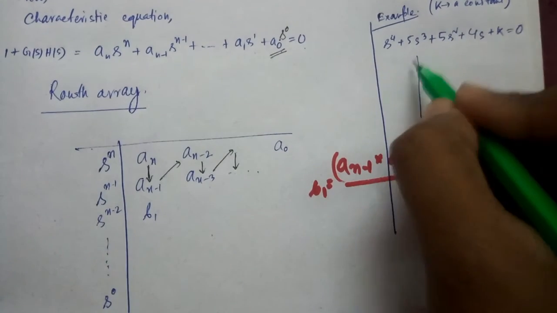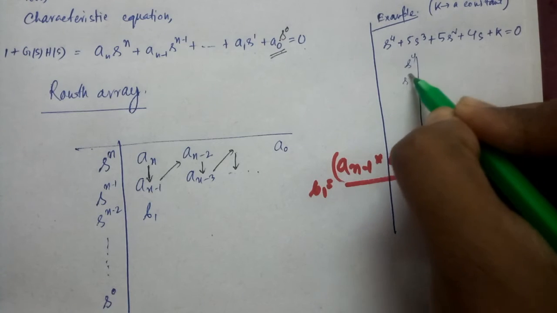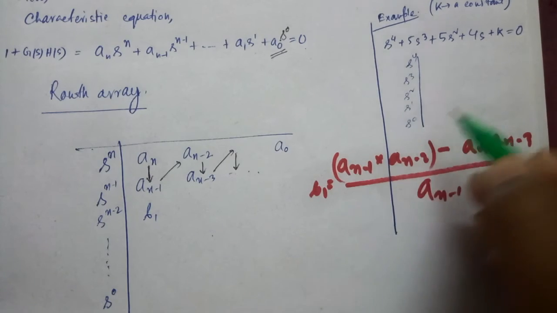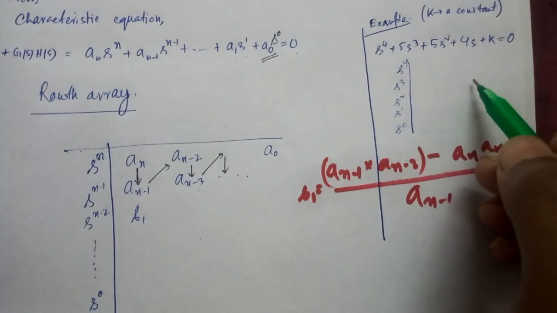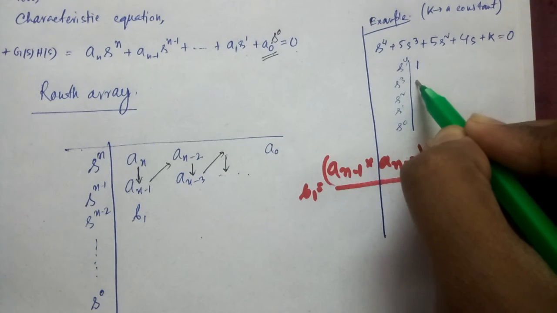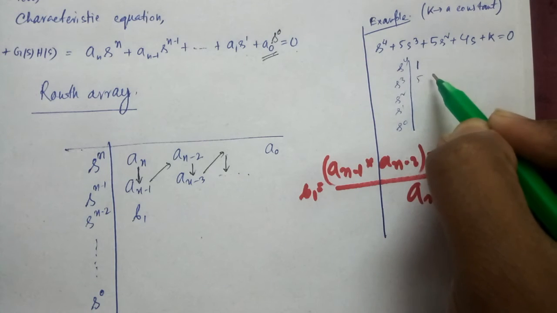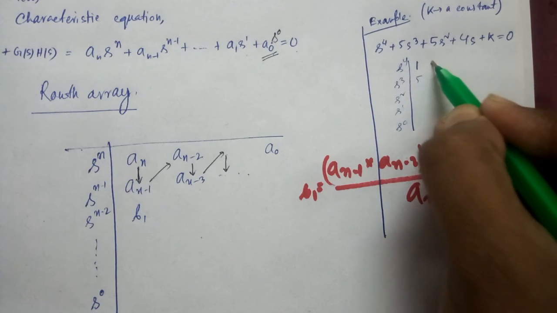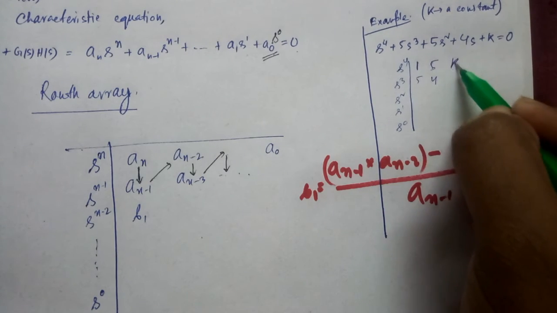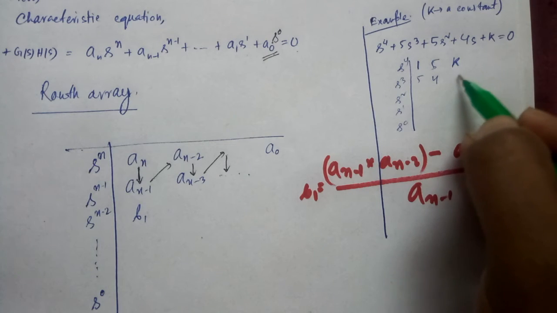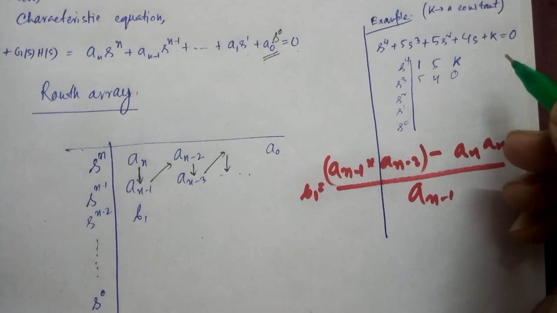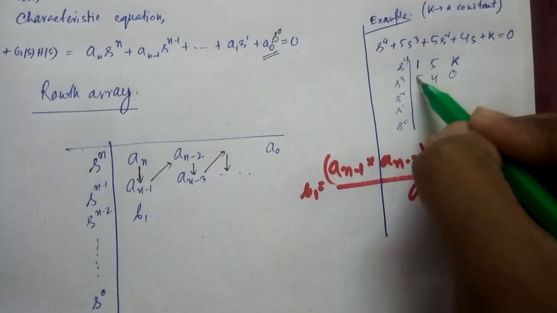From the example we can find this out. The Routh array will be like this: s to the power 4 first, then s to the power 3, s square, s to the power 1, and s to the power 0. First two rows we have to find out: the coefficient of s to the power 4 is 1, then s to the power 3's coefficient is 5, then s square coefficient we write here, 5, then 4 here, then k here. Here we don't find any coefficient after k, so we can take it as 0, or if we don't take it as 0, that is not any issue.